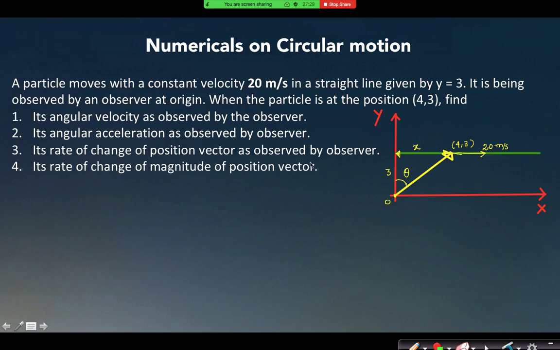So what is d theta by dt I can find? Can I find any relation between x and theta? Tan theta equals x by 3. Yes. Tan theta is equal to x by 3. So I can say x equal to 3 tan theta. So what is dx by dt? If I differentiate the second term, what will I get? Can anyone tell me?